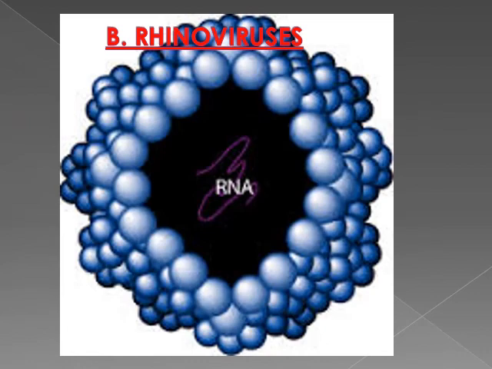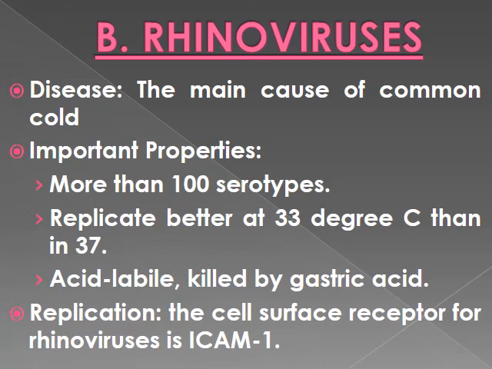Enteroviruses. The second group of picornaviruses is rhinoviruses. Rhino, from its name, is in the nose and causes very mild common cold. The disease is the main cause of common cold. Important properties: more than 100 serotypes, replicate better at 33 degrees, and they are acid labile. So more than 100 serotypes, as we said at the beginning. So vaccine is difficult. Replication only at 33, so we see it in the upper respiratory tract only. And they are acid labile, so they do not cause GIT infection.